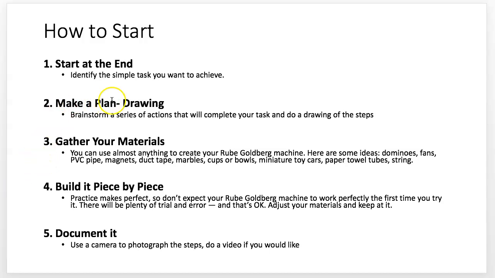So how do you start? You start with the end, identifying the simple task you want to achieve. You make a plan, which is a drawing, by brainstorming a series of actions that will complete your task. You have to gather materials. You can use almost anything, like I was talking about. But here are some ideas: dominoes, fans, pieces of pipe, magnets, duct tape, marbles, cups or bowls, miniature toys, paper towel tubes, and string. Regular types of objects work really well.